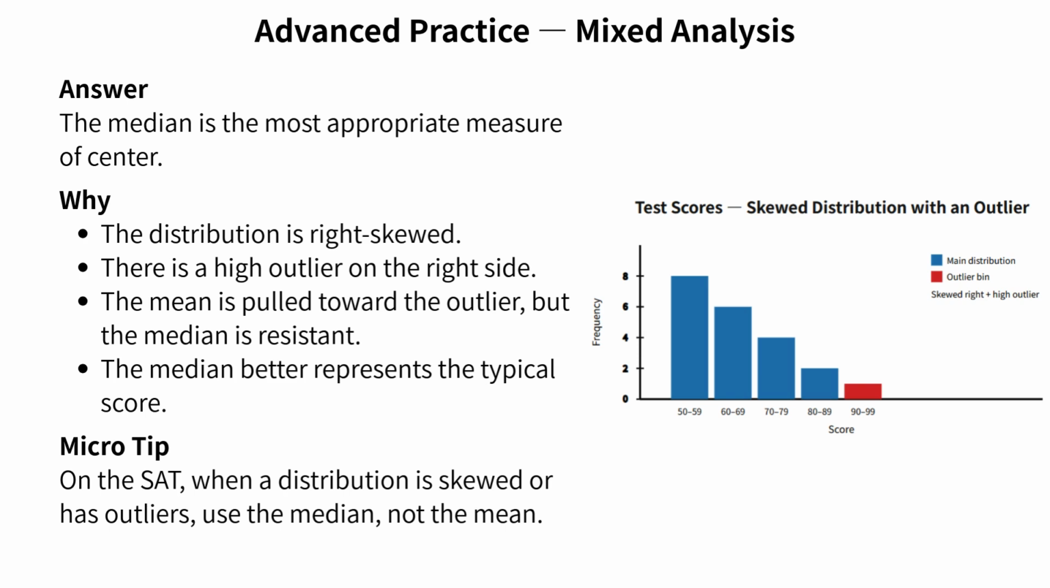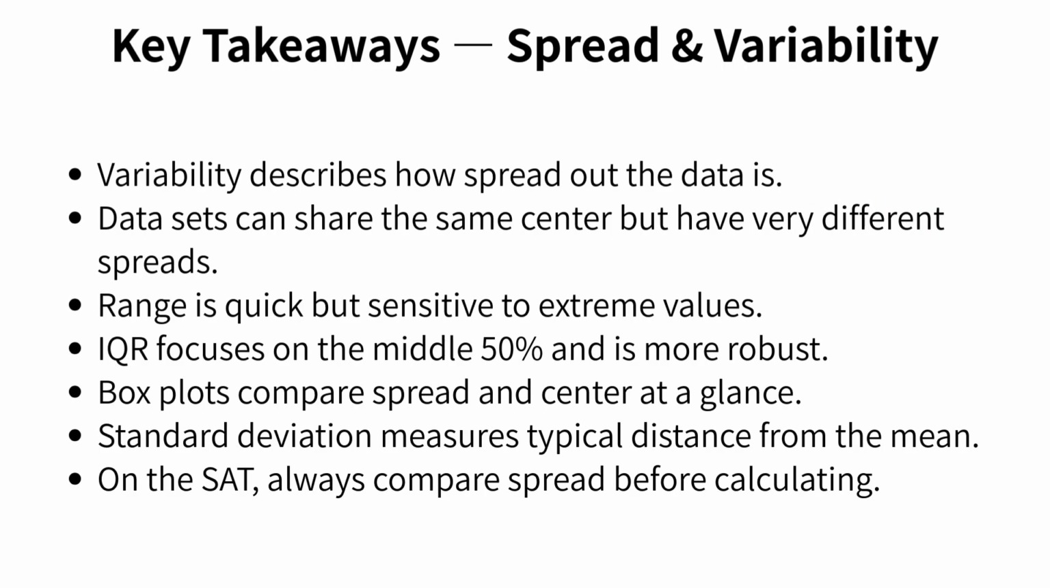On the SAT, this idea is extremely important. Whenever you see a distribution that is skewed or includes one or more outliers, you should immediately question whether the mean is appropriate. In most of these cases, the median is the better choice. So the correct answer is the median, because it best represents the typical score in a skewed distribution with an outlier. Let's wrap up this lesson by focusing on what variability really means.